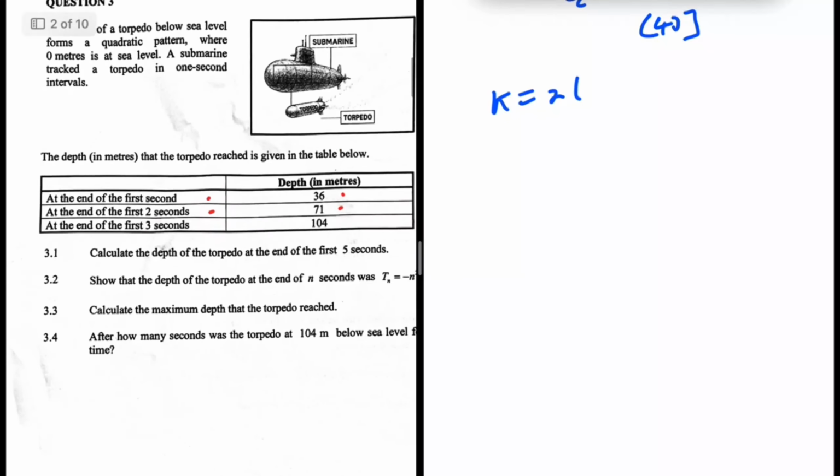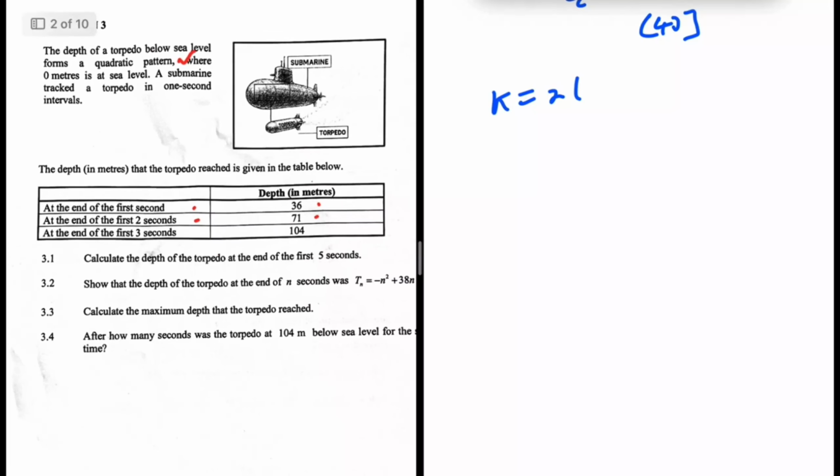So after 1 second, 36 meters. The first 2 seconds, 71 meters. The first 3 seconds, 104. Okay, so we know that this forms a quadratic pattern. The first question, 3.1: calculate the depth of the object at the end of the first 5 seconds. Okay, right, let's see. So at the end of the first second, it is 36 meters deep, then 71, and then 104. We are told that it is quadratic.